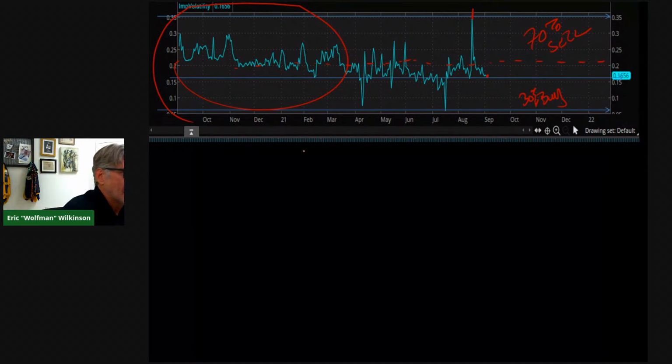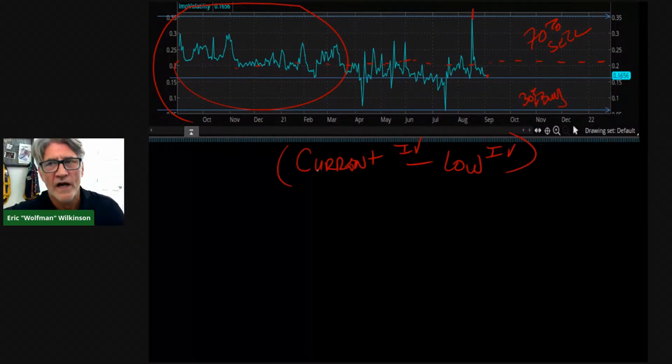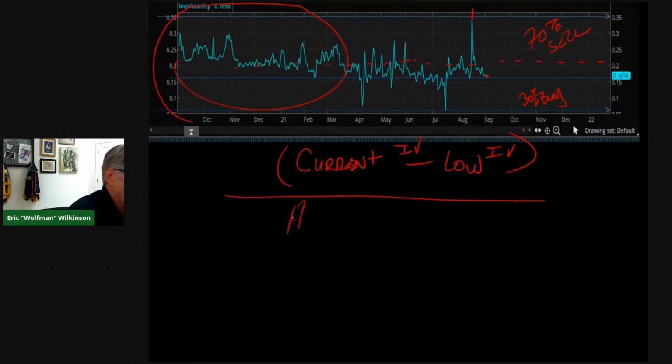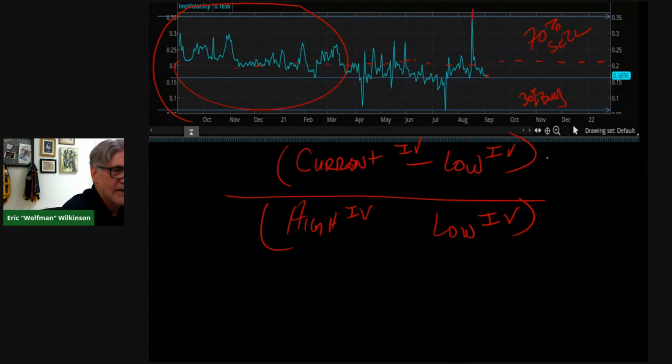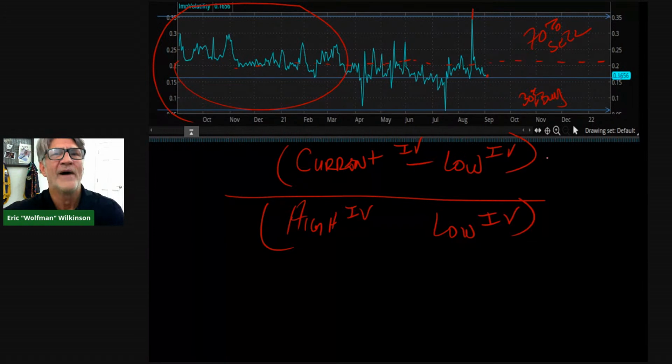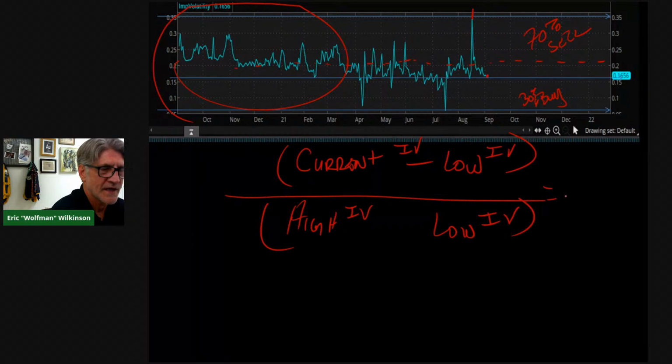If you really want to know the devil in the details, you take the current implied volatility minus the low. What we're trying to do is find out where we currently are from the bottom, where this marker is off of the bottom. And then we take the high minus the low, which is just the range. So we're trying to figure out where we are off the bottom, and then where that is in relation to the entire range. That's kind of a long way of saying this.